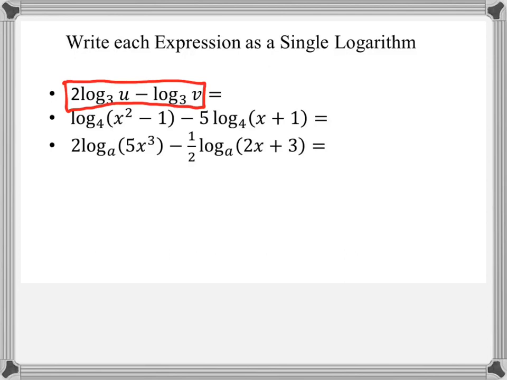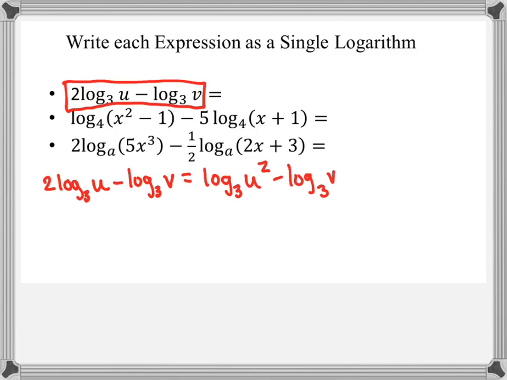So let's look at this first one. 2 times the log base 3 of u minus the log base 3 of v. Before I can apply the property that has to do with the difference of two logs, I do need to move the 2 that's out in front up to be an exponent. So log base 3 of u squared minus log base 3 of v. And now I can combine it into a single logarithm, log base 3 of u squared divided by v. And that is my single log.